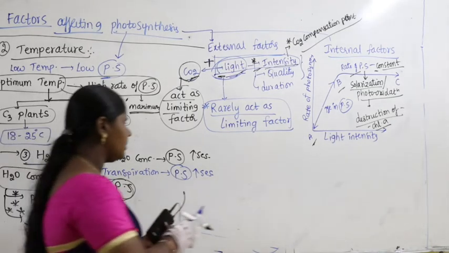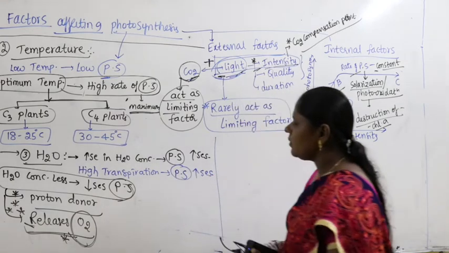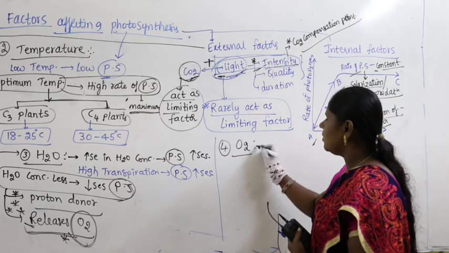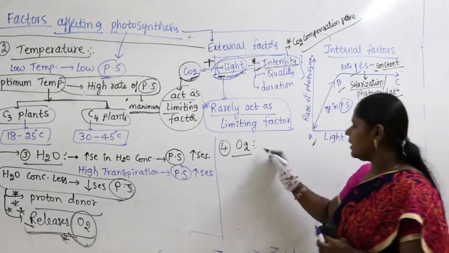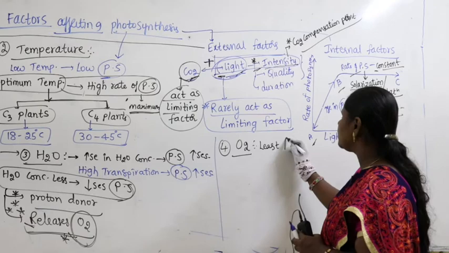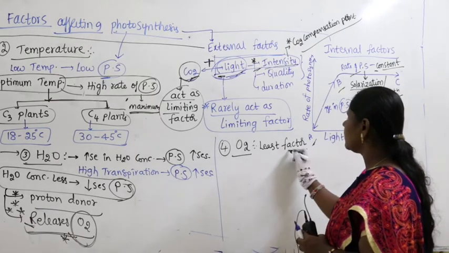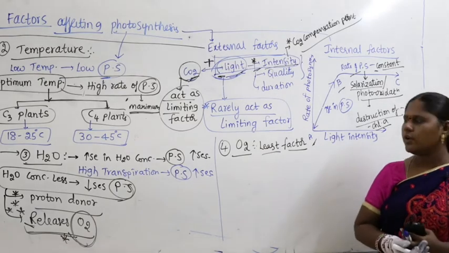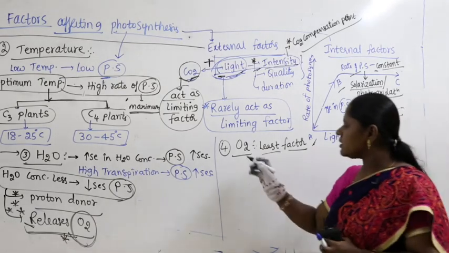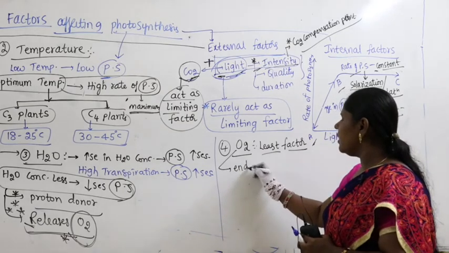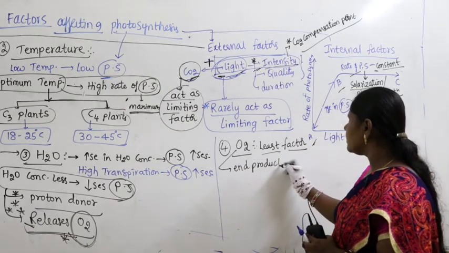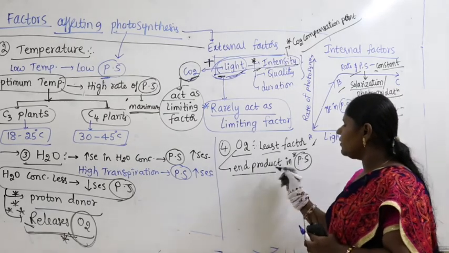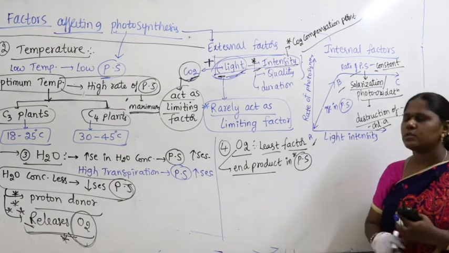Now, apart from this, let us go with the next one, oxygen. Oxygen is said to be the least factor which controls photosynthesis. Oxygen is referred to as the least factor which controls the process of photosynthesis. Why? Because oxygen is produced as an end product in the process called photosynthesis.